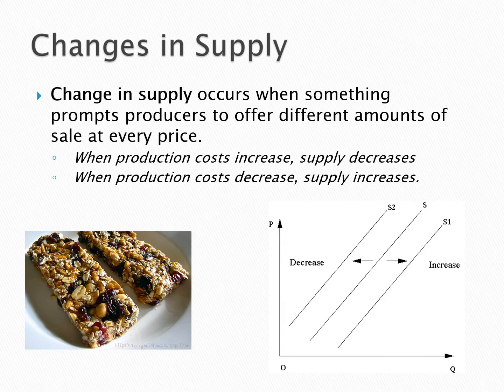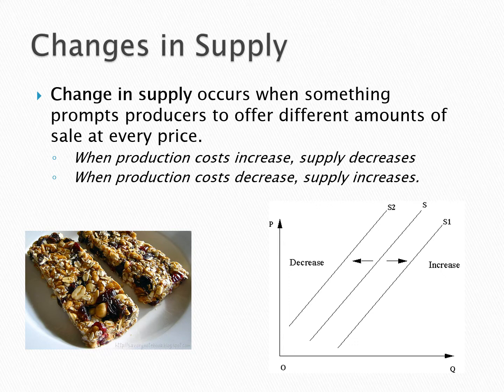Now we come to change in supply. This is not caused by price. These are caused by outside factors. There were 6 with demand. There are 6 factors with supply, and you're not going to have to memorize them or anything, but I want you to be familiar with them so you can identify what caused the change in supply.